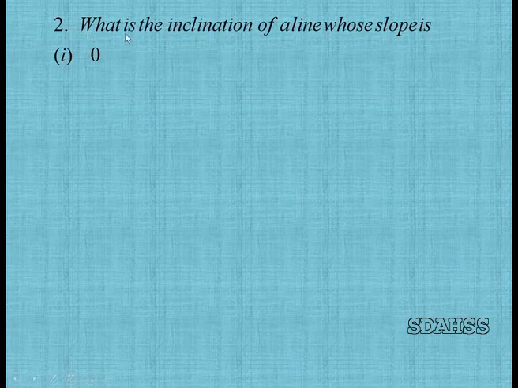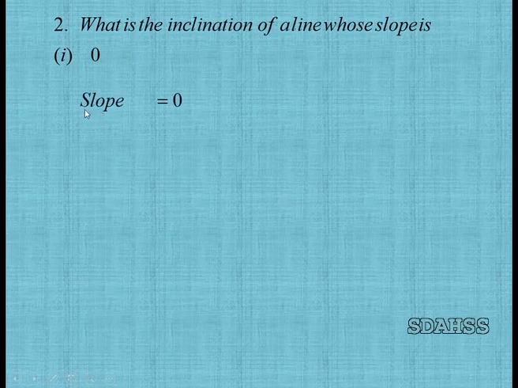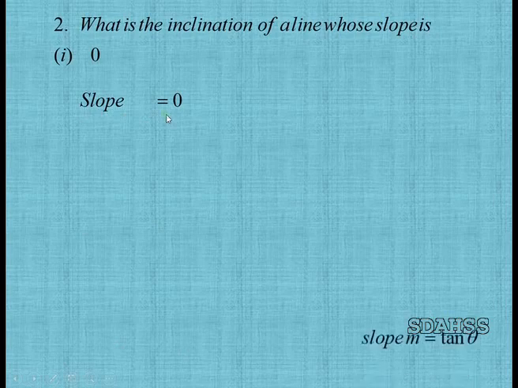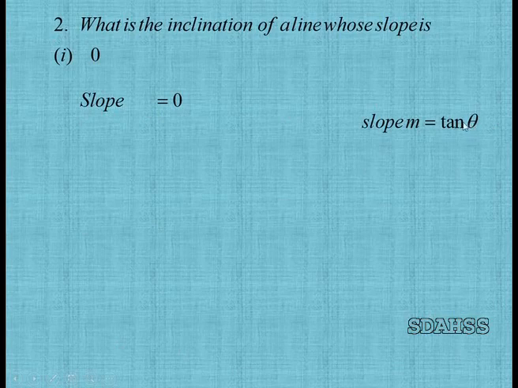Second sum. What is the inclination of a line whose slope is 0? Here slope is given to you. You want to find the angle of inclination. Inclination means angle. Slope is equal to 0. We know that slope is equal to tan theta, m is equal to tan theta. So tan theta is equal to 0.